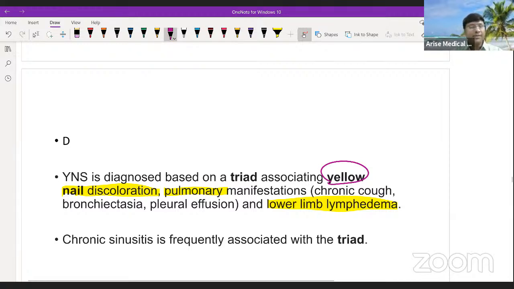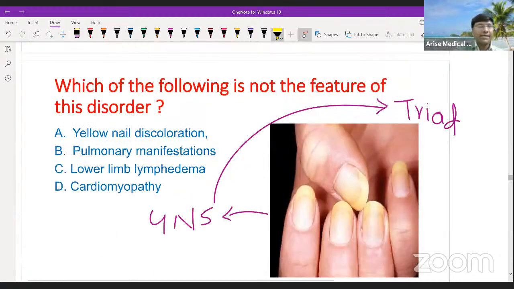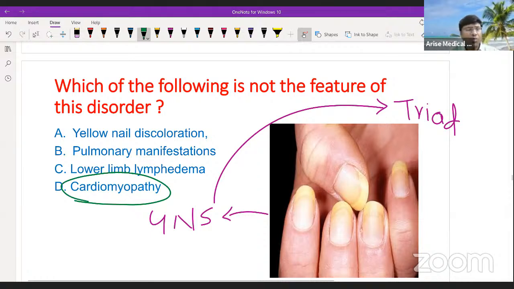Along with this triad, in patients with yellow nail syndrome, there will also be the presence of chronic sinusitis. So in patients with this yellow nail syndrome, you don't have the feature of cardiomyopathy. Now, what will be the treatment? The pulmonary manifestations will be like chronic cough, bronchiectasis, so you have to treat symptomatically.